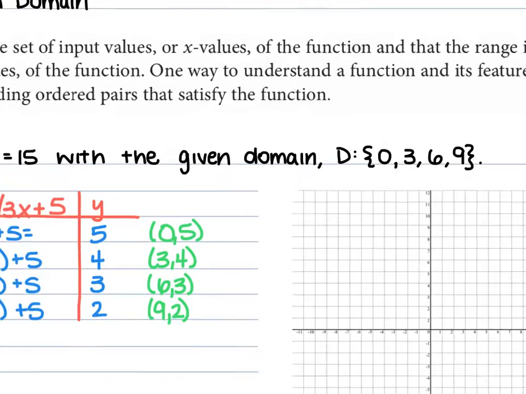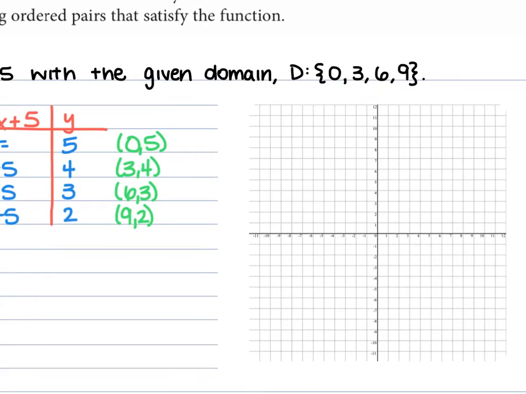So when we go to plot these on our coordinate plane, the (0, 5) is going to be here. Then we have (3, 4), so right 3 up 4. That's going to be here. And then we have (6, 3), which is here. And then (9, 2), which is here.